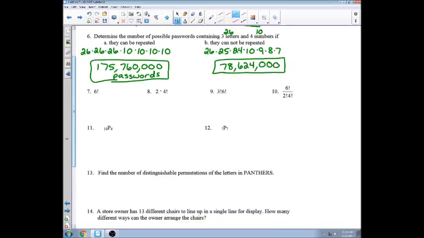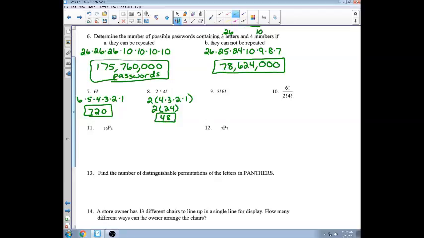Okay? On to problem 7. Well, what does 6 factorial mean? 6 exclamation point. Remember that exclamation point means factorial. All that means is that I'm going to take 6 times 5 times 4 times 3 times 2 times 1. Multiply that all out. I end up with 720 as my answer. Now 8, a little bit different. I have to make sure that I keep the 2 on the outside as I write out my factorial. Well, 4 factorial is 4 times 3 times 2 times 1. 4 times 3 times 2 times 1 is 24, so 2 times 24 would get me 48.